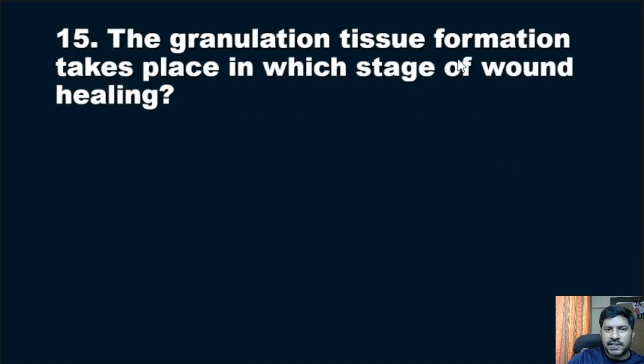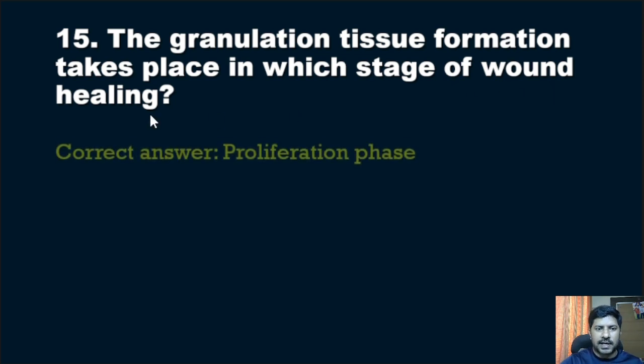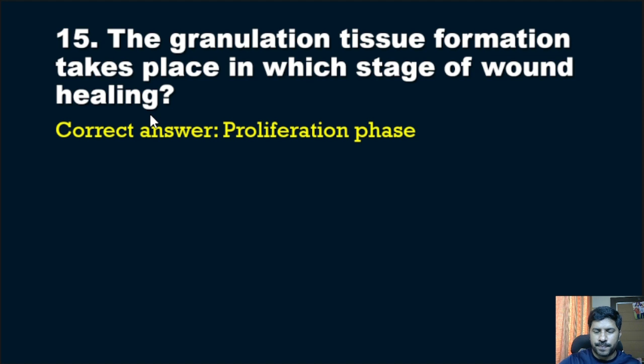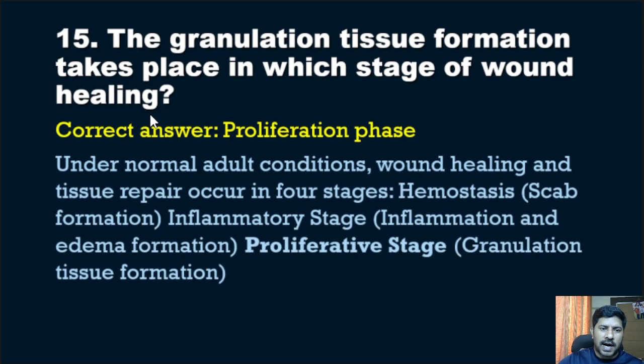Next question. The granulation tissue formation takes place in which stage of wound healing? Correct answer, proliferation stage. Under normal adult conditions, wound healing and tissue repair occurs in 4 stages. First one is hemostasis, in which scab formation will be there. Second stage is the inflammatory stage, in which there will be inflammation and edema formation. Then the third one is the proliferation stage, in which granulation tissue forms.